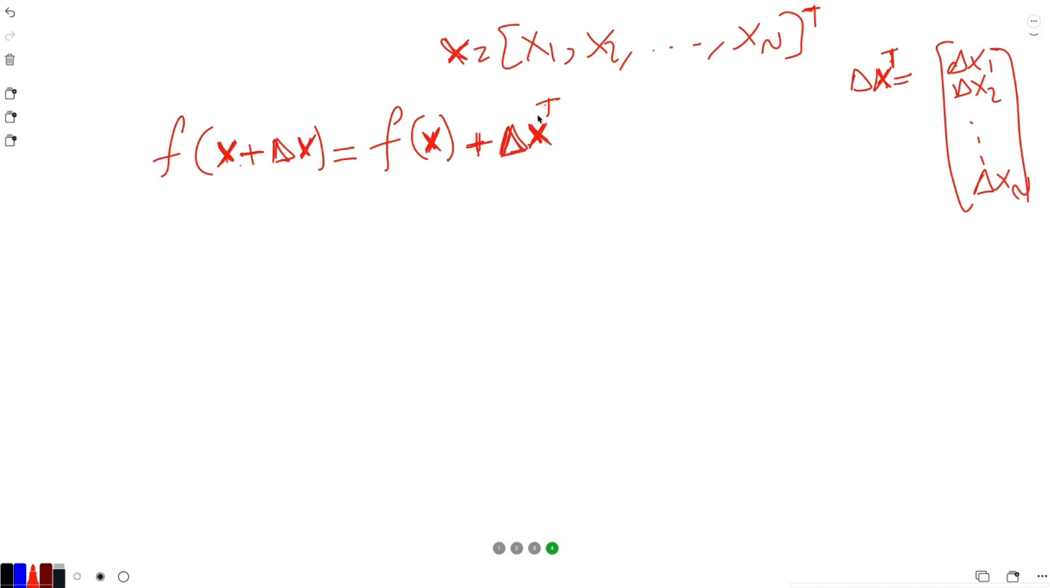So we take the transpose of this vector so it becomes 1 times n, times the gradient of f of x. The gradient will also be a column vector, containing the differentiation of f of x with respect to x1, x2, and xn. So here we have the dimension of 1 times n, and the dimension here will be n times 1, so the result will be a scalar.